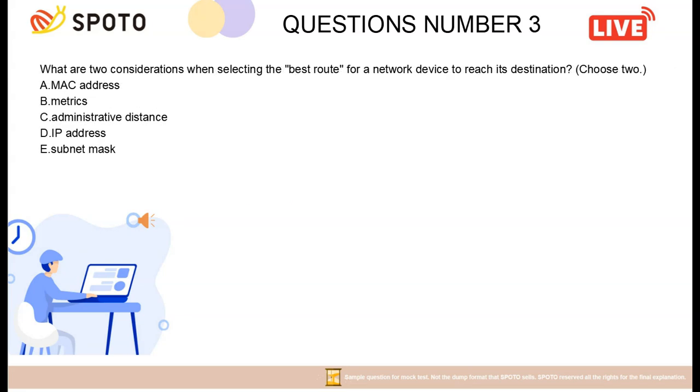Question 3. What are two considerations when selecting the best route for a network device to reach its destination? Choose 2. A. MAC address. B. Metrics. C. Administrative distance. D. IP address. E. Subnet mask. You have 15 seconds to answer.